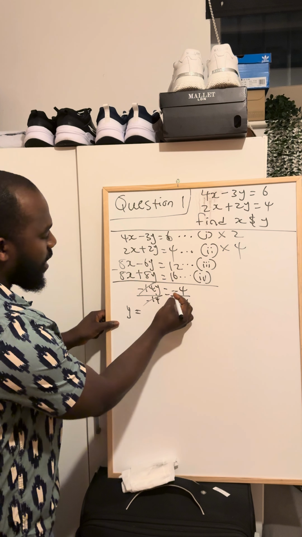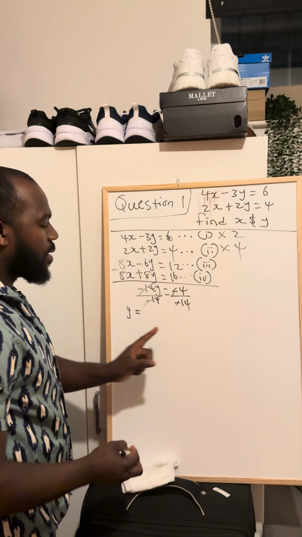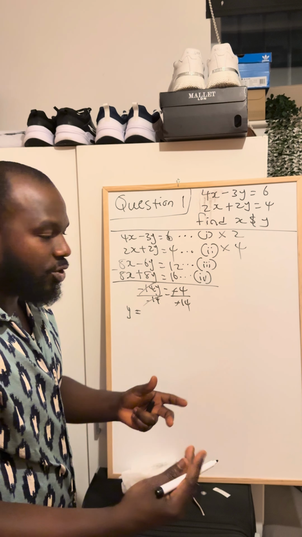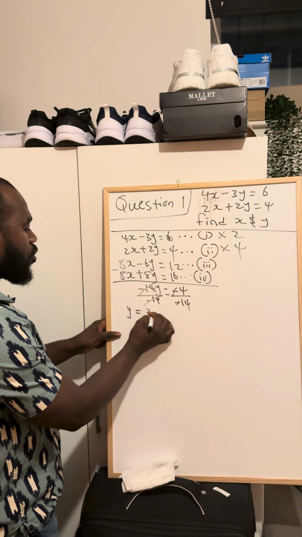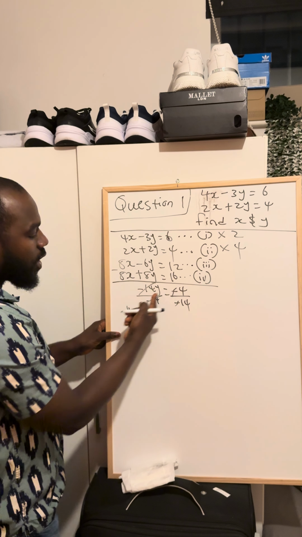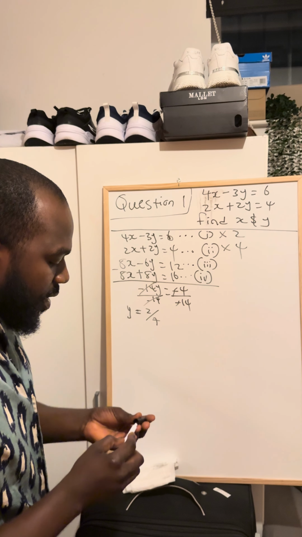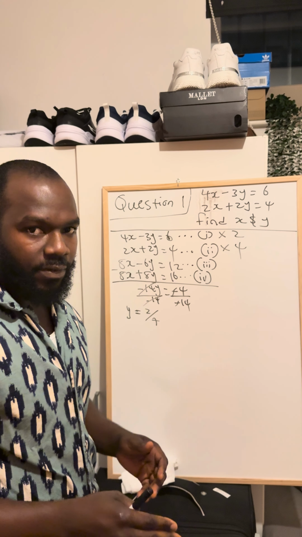Now, when negative sign cancels out negative sign, there's a value that can cancel both 4 and 14, and that is 2. So 2 cancel 4 gives us 2, and 2 cancel 14 gives us what? 7. So it means the value of y is 2 over 7.